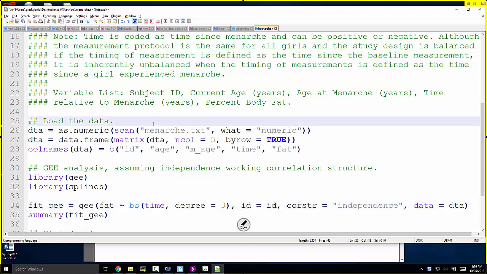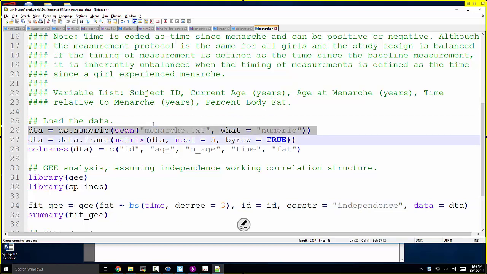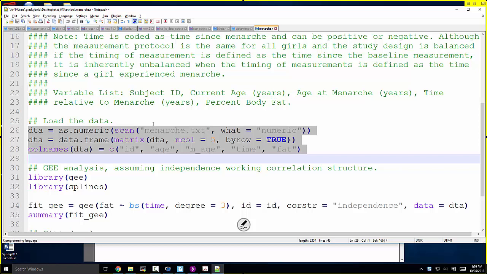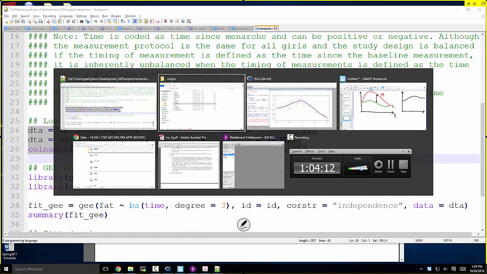The data are not in CSV format, so I had to use a scan command. You can just use my code. But I'm reading in the data, and then I'm going to organize them into a data frame and define the column names. Let's have a look at the data.